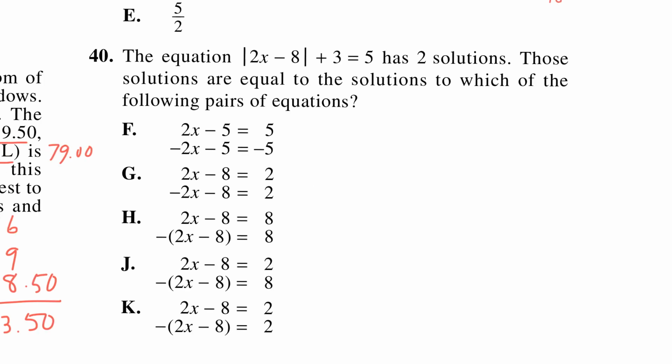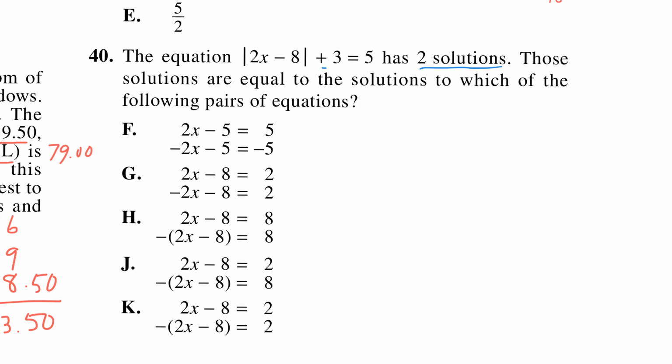So we're on problem number 40. And this will be the last one for this section. The rest of the test will be in part 3, which will be 41 through 60. So we have an absolute value equation given, and it has 2 solutions. Those solutions are equal to the solutions of which of the following. So you don't have to solve all of this.